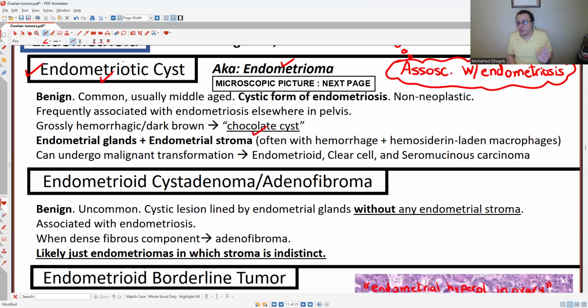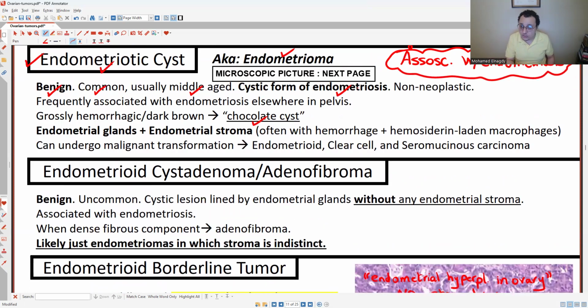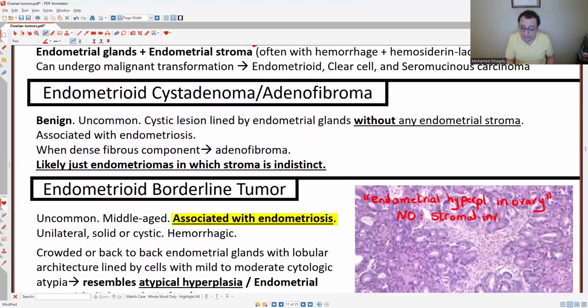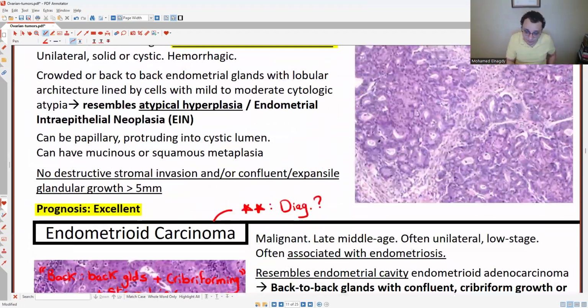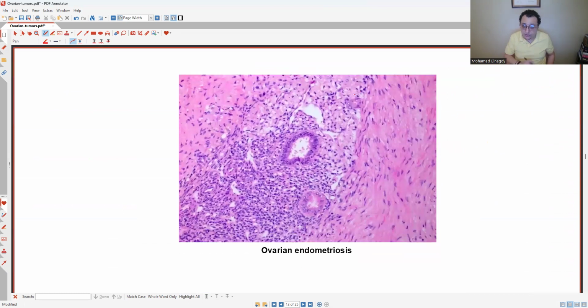They are benign endometriosis or benign endometrium in the ovary. They arise on top of the benign endometrium in the ovary. That's benign. That's common. It happens in middle-aged females, the menstruating females. It's just a cystic form of endometriosis. It's not neoplastic. I added a picture for this in the next page so that you can see it here, because he didn't add any pictures.